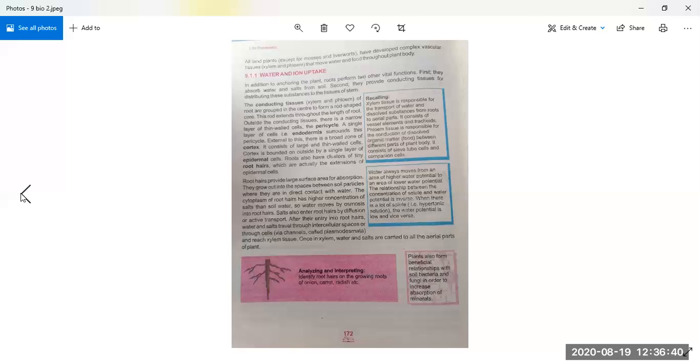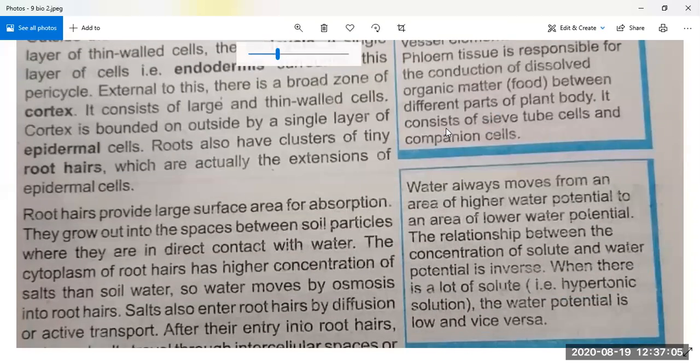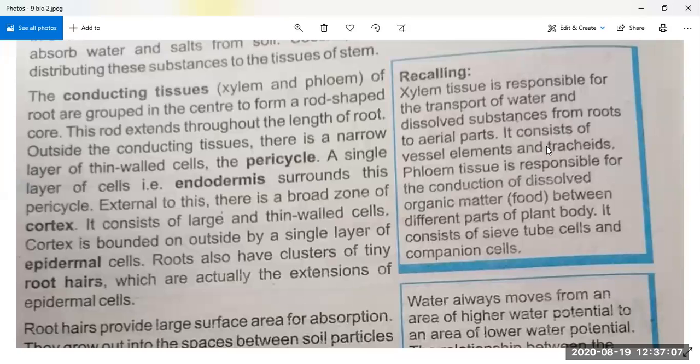Now you can see there is a side box given in your book.